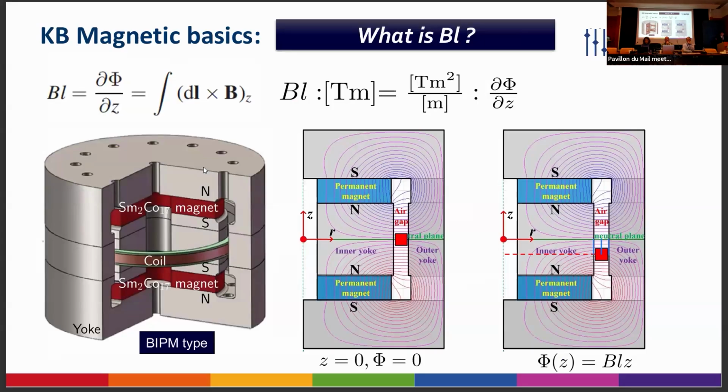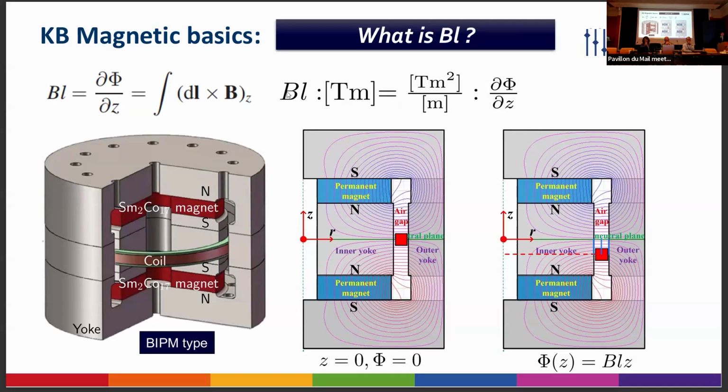Okay, now you know some concepts about magnetic flux and magnetic flux density, right? So what is BL? What is really BL? It's the magnetic flux density integrated along the coil wire. That's easy to know, but how can we understand this in, for example, the BIPM-type magnet circuit?